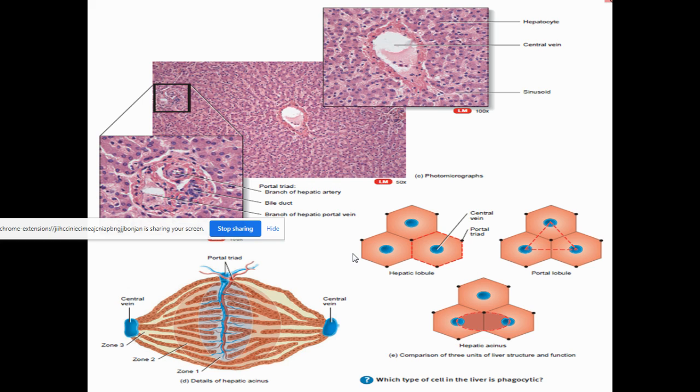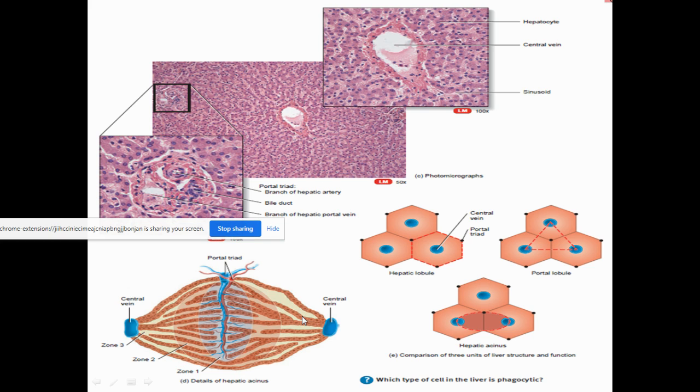They are also the first ones exposed to toxic substances. Not only the nutrients, they are also exposed to toxic substances, and they undergo destruction during bile duct obstruction. If there is no proper circulation, they are the first ones to die, and also the first ones to regenerate.